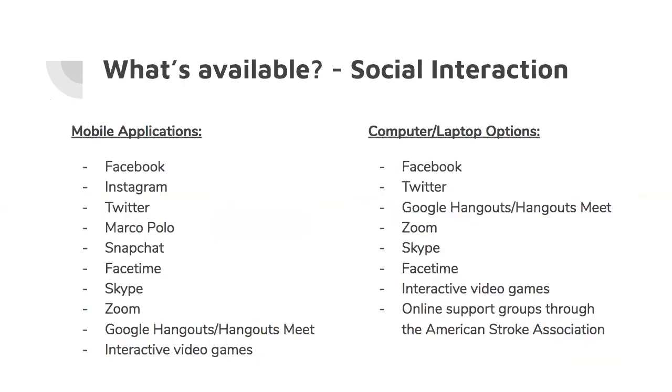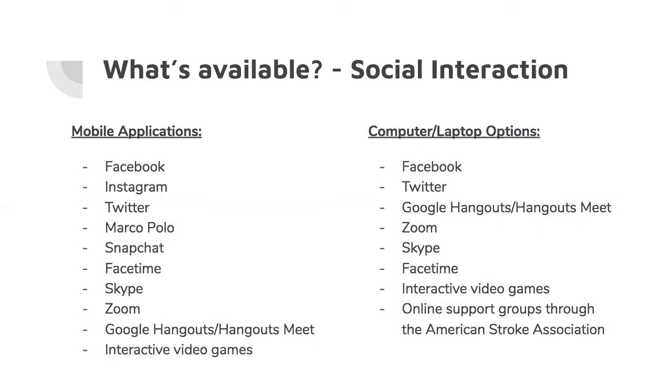So the last thing that we're going to talk about is the things that are available for social interaction. And this is especially important right now because of the COVID-19 pandemic. Many people are feeling pretty isolated and they don't feel like they're able to have as many social interaction options. And so it's really important to know what is available so that clients can still have that really important and needed social interaction with the people in their life that they love and care about.